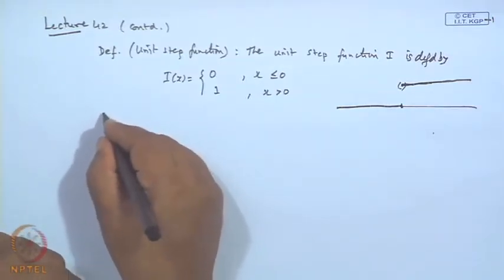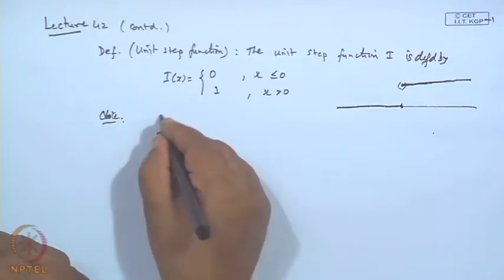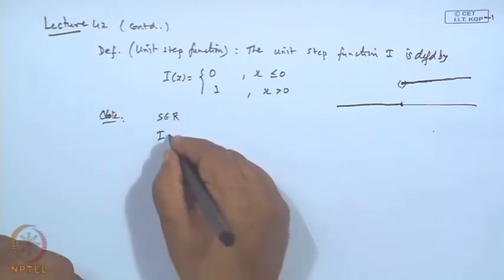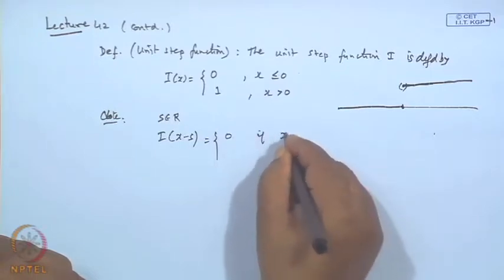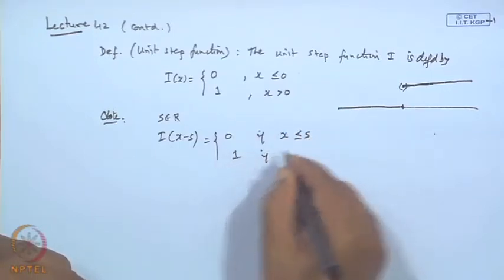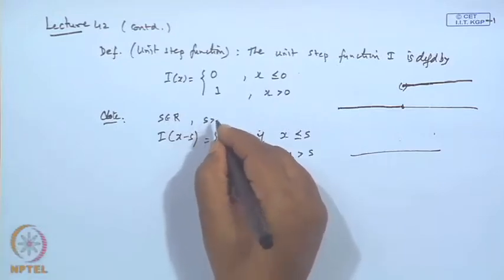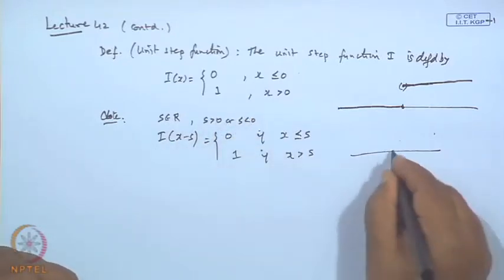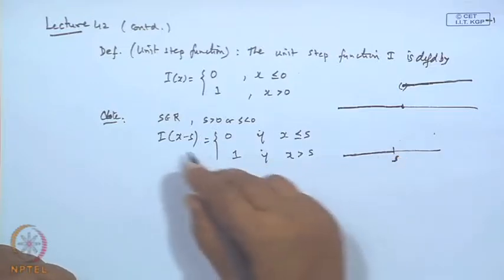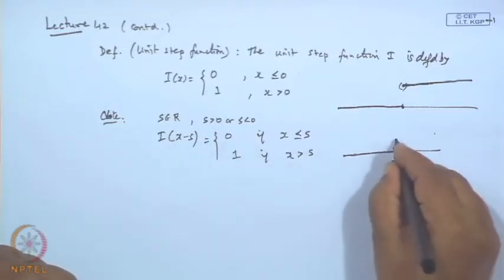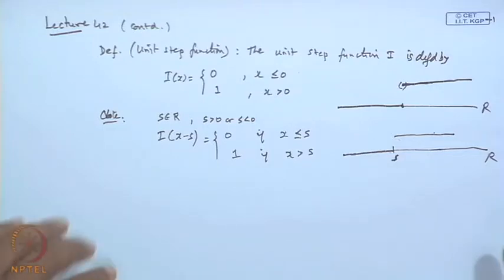As a note, we can say, if I take s to be any real number in some interval (a, b), then I(x minus s) is 0 if x is less than or equal to s, and 1 if x is greater than s. So, this will work if s is positive or maybe negative. Suppose I take s here, then for all real numbers x which are less than or equal to s, the image under I will be 0, while it will be 1 when x is greater than s. So, this is the real line. So, this is all about the step functions.